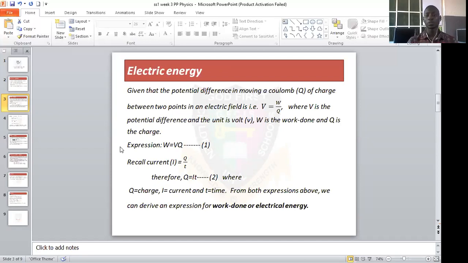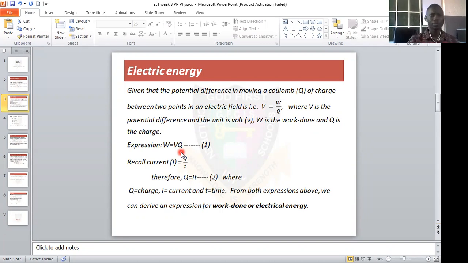From this expression, V equals W over Q, if you make W the subject of the formula, you have W equals VQ. W is the work done, which equals potential difference times charge. We are trying to find the expression for the work done, or the electrical energy.